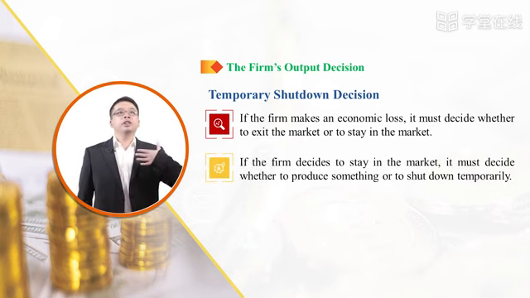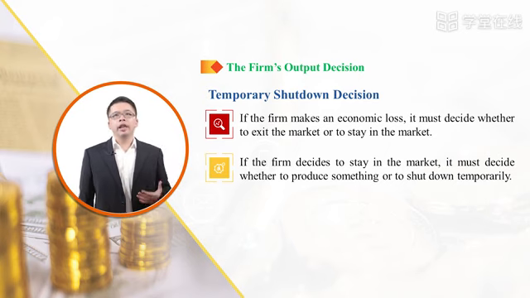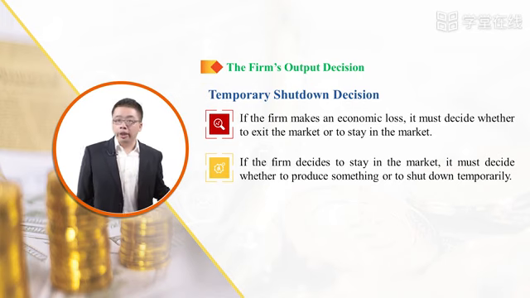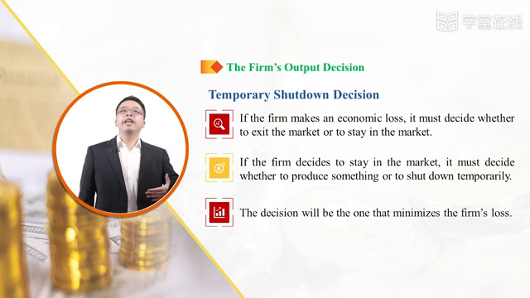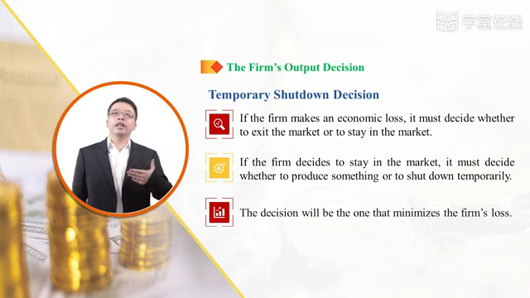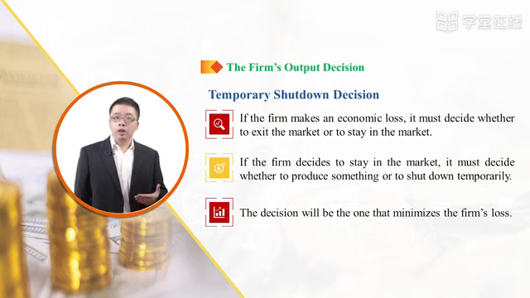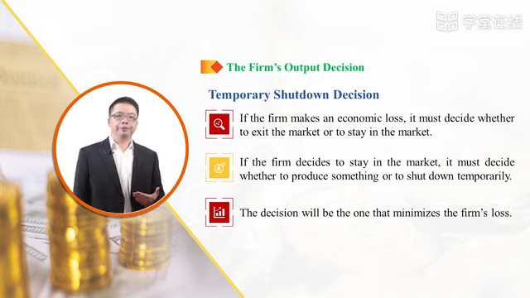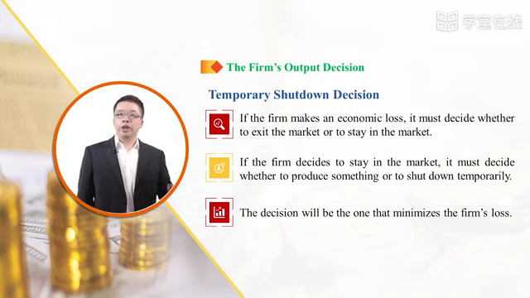If a firm decides to stay in the market, it must decide whether to produce something or shut down temporarily, which means produce nothing. This is the decision in the short run. The decision will be the one that minimizes the economic loss of the firm when it faces this kind of loss in the short run. Okay? So we are going to talk about loss comparison.